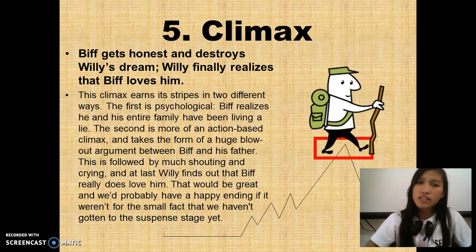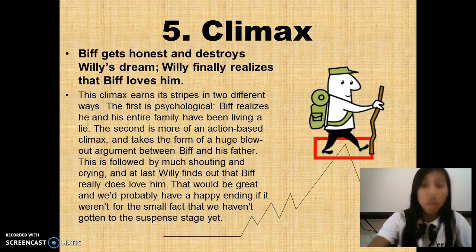This climax earns its stripes in two different ways. The first is psychological. Biff realizes he and his entire family have been living a lie. The second is more of an action-based climax and takes the form of a huge blowout argument between Biff and his father. This is followed by much shouting and crying, and at last Willie finds out that Biff really does love him. That would be great, and would probably have a happy ending if it weren't for the small fact that we haven't gotten to the suspense stage yet.